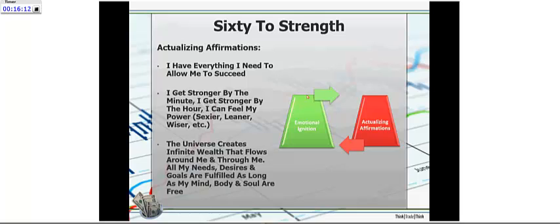Then the third one is the universe creates infinite wealth that flows around me and through me. All my needs, desires, and goals are fulfilled as long as my mind, body, and soul are free. Okay, so this is another great one that just says I already am in a state of abundance. The universe already creates all this wealth around me, and I get everything I need as long as I keep my mind, body, and soul in the necessary states that they need to be in.